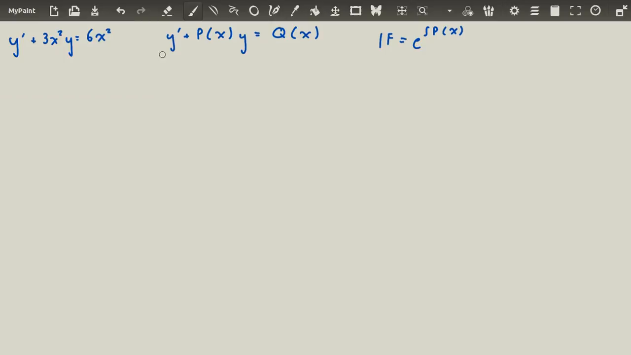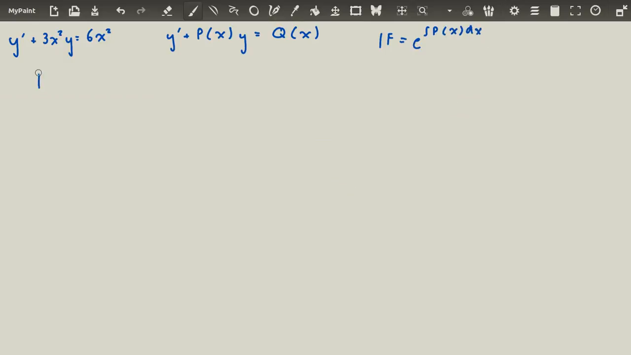To solve this, what you first need to do is make sure that you don't have any coefficients on the y prime and that you only have a coefficient on the y. So what we need to do is find the integrating factor, IF, and the integrating factor is e to the integral of p of x dx. So we're going to do that right now.